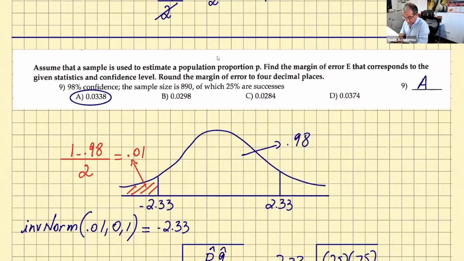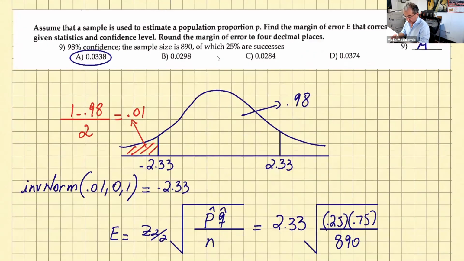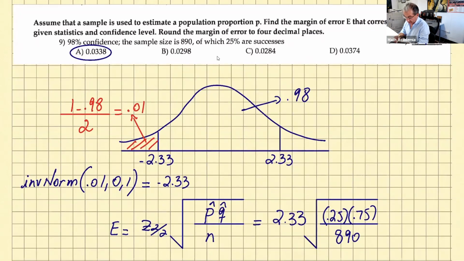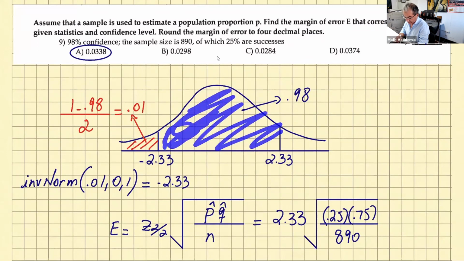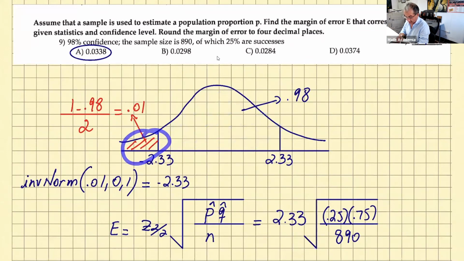Number 9, assume that a sample is used to estimate the population proportion p. Find the margin of error E that corresponds to the given statistics and confidence level. Round the margin of error to 4 decimal places. Now, first of all, 98%, again, we know this is the area in the middle. We need to know this red area. As I told you, you do 1 minus 0.98 divided by 2 is 0.01.